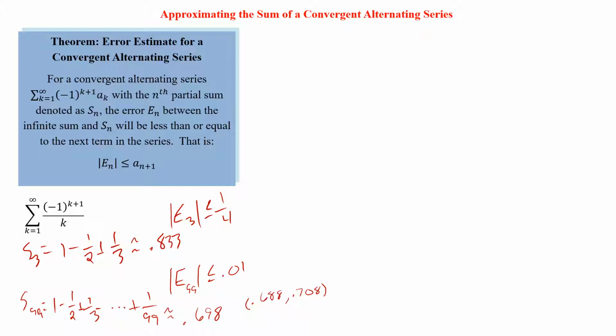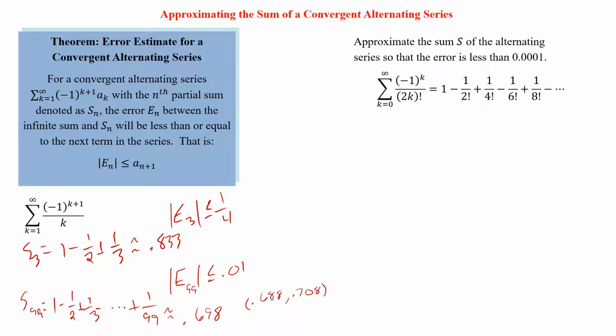And so that's what it is. A lot of times, like here, we had the alternating harmonic series, and we just took a couple partial sums and showed the error. That's just for the example. Usually, you'll get an error we need to be less than 0.0001. And so we need to figure out what partial sum we need to take.